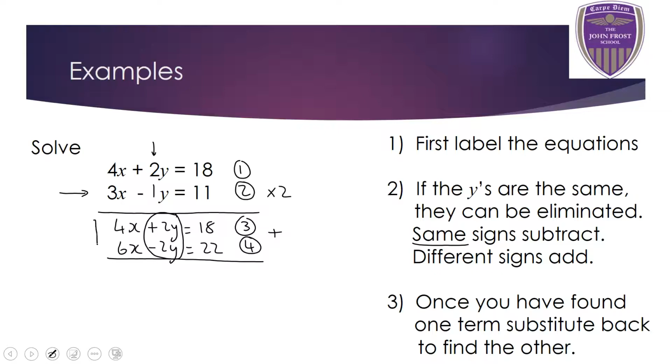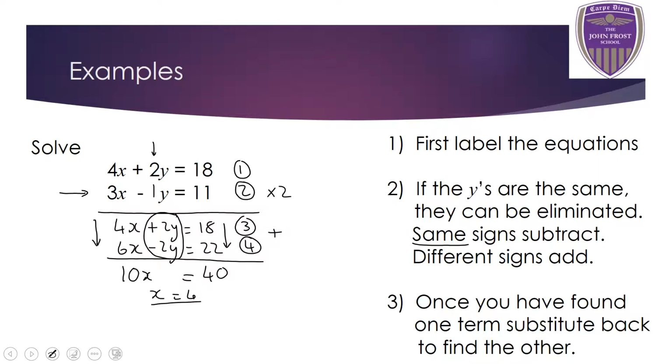So it means now I'm going to add together going down the columns. So in this part here, I've got 4x plus 6x, which makes 10x. 2y add minus 2y makes 0y, so that's nothing. And 18 add 22 here makes 40. So now I'm left with the equation 10x equals 40. How many 10s are in 40? It's 4. So x in this case is equal to 4.